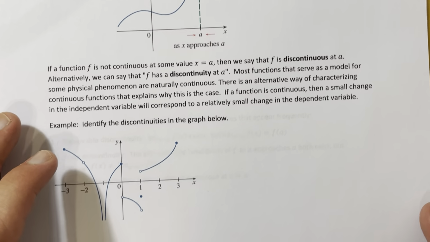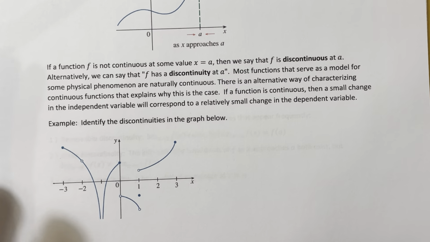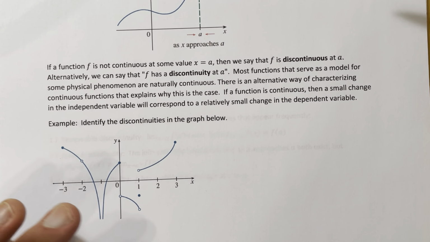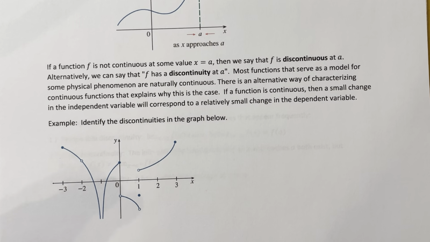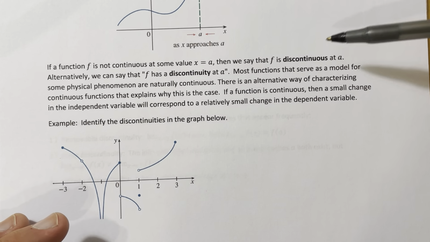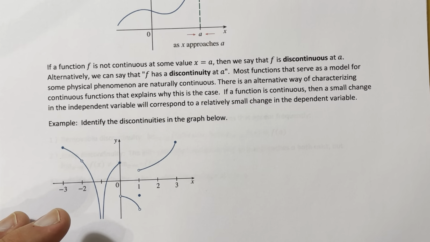Now, when a function fails to be continuous at a specific number, there are different ways in which that can happen. And we're going to use the same term that we said before. If a function is not continuous at some value x equals a, then we would say that f is discontinuous at a.